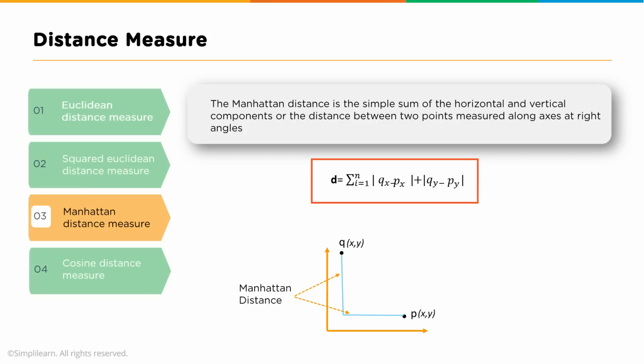Now, the Manhattan distance measurement is the simple sum of horizontal and vertical components, or the distance between 2 points measured along axes at right angles. Now this is different because you're not looking at the direct line between them. And in certain cases, the individual distances measured will give you a better result. Now generally that's not true. Most times you go with the squared Euclidean method because that's very fast and easy to see.